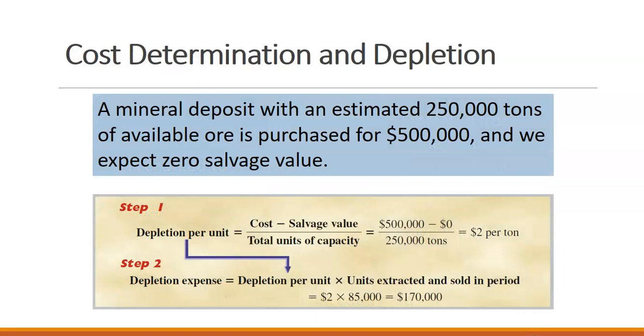So in this example, we have a mineral deposit with an estimated 250,000 tons of ore. We purchased it for $500,000 and we expect zero salvage value. We use the depletion per unit amount. So we're going to take cost minus salvage value divided by our total units of capacity. Then each year when we record our depletion expense, it is that amount times the units extracted and sold in that period.